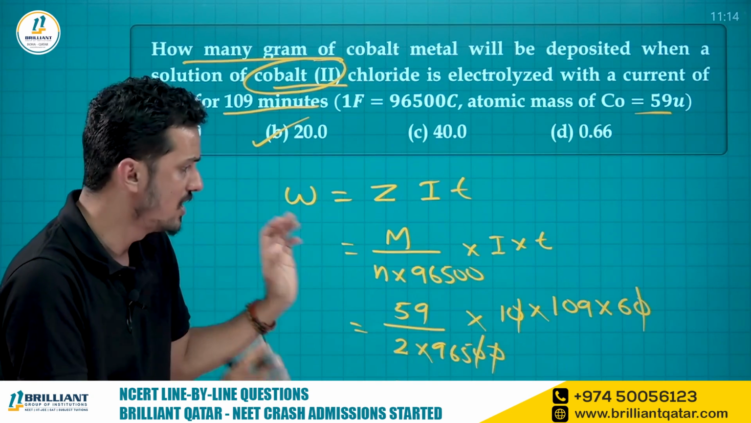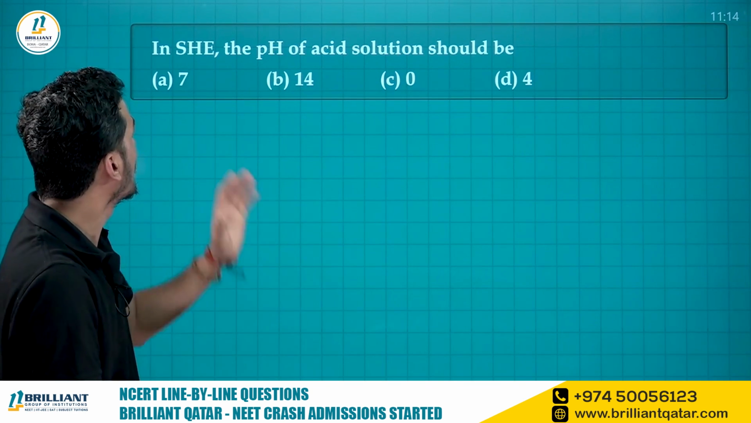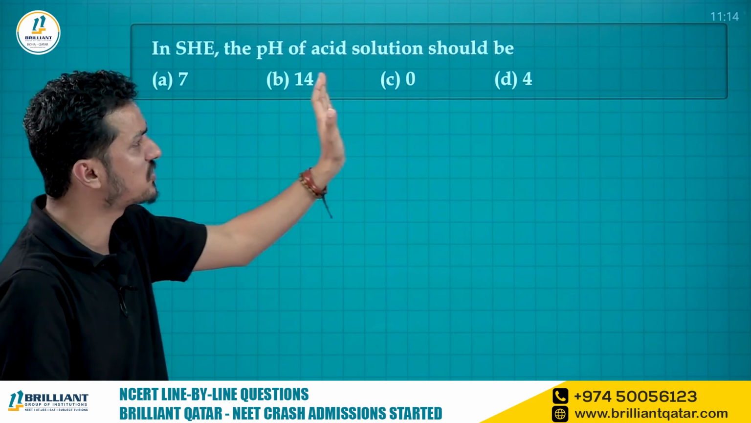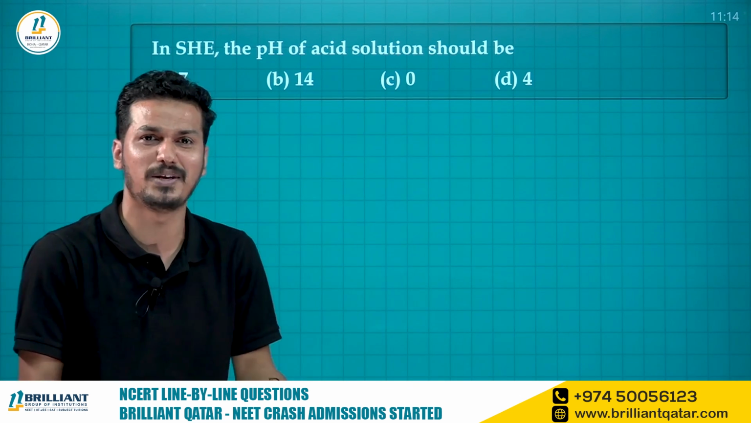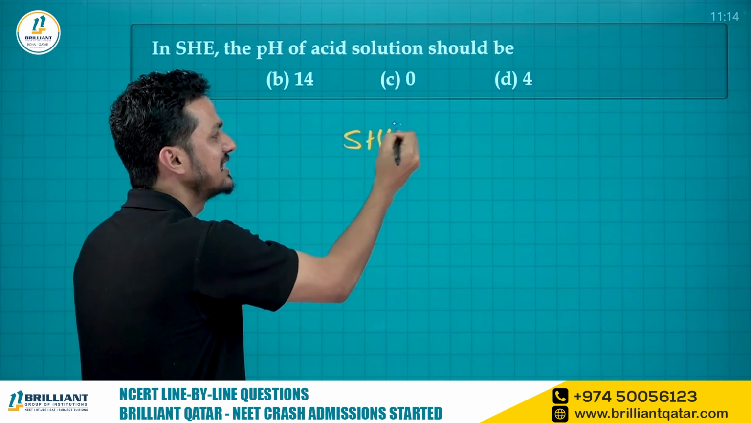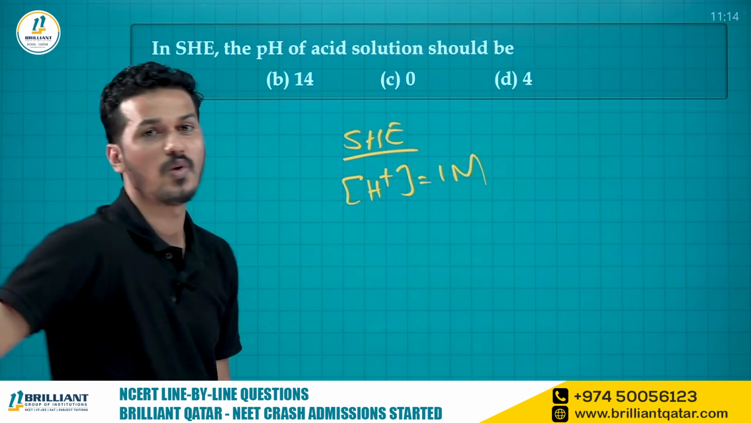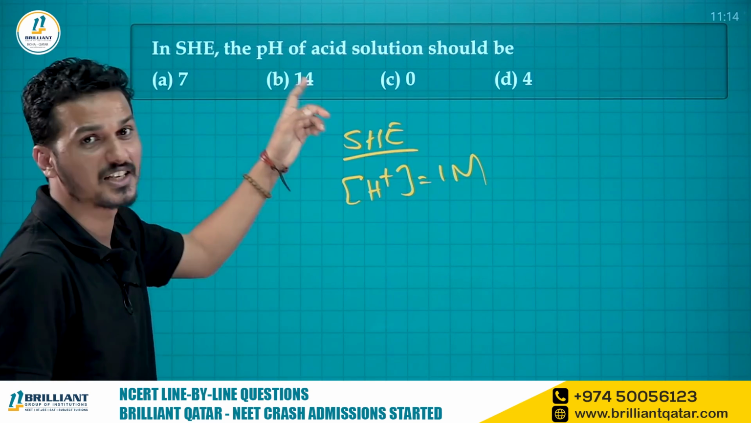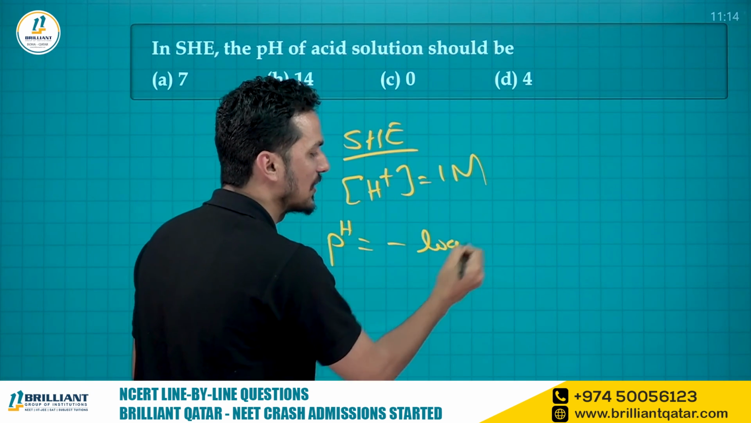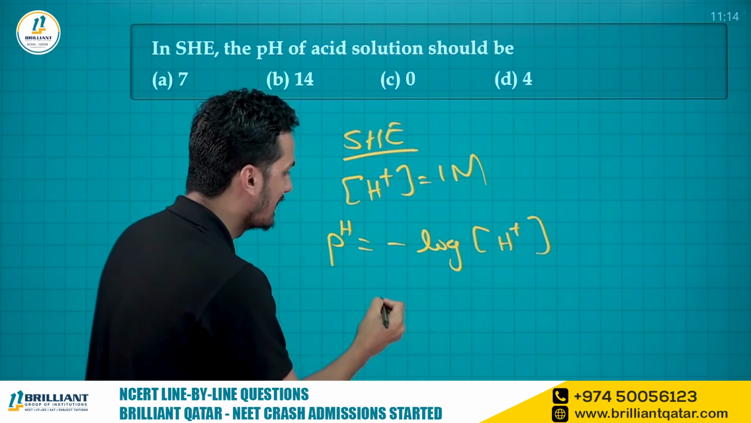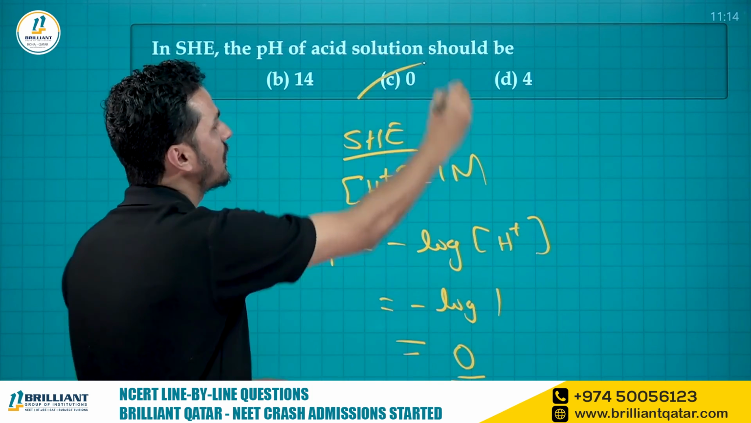Ready now? Okay. Then we are going to the final question. This is the final question. What's the question? In SHE, the pH of acid solution should be. We know in SHE, the concentration of H plus is how much? 1 molar. That idea we know. Then they are asking the pH of the acid. What is pH? pH is equal to minus log concentration of H plus. That means minus log 1. Log 1 is 0. So the answer is 0.